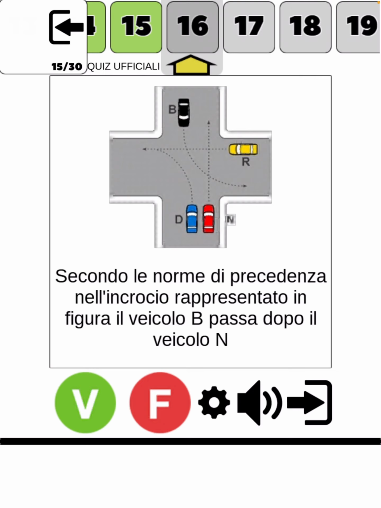According to the precedence rules at the intersection shown in the figure, vehicle B passes after vehicle N. This question is vero. They are not talking about the vehicle R.